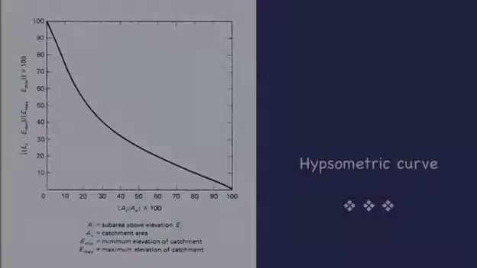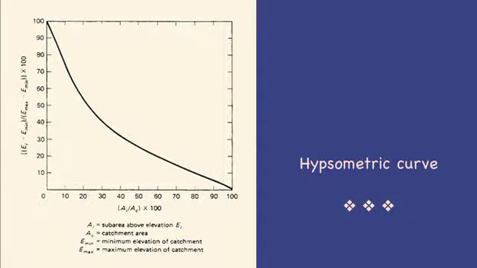Catchment relief is quantitatively described with a hypsometric curve. A hypsometric curve is a dimensionless plot portraying the variation of surface area with elevation. To develop a hypsometric curve, several elevations are selected within the range of possible elevations, and partial areas above these elevations are calculated.